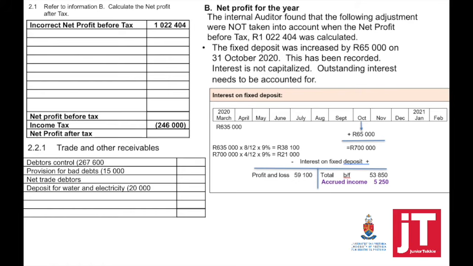Now, when completing this question, calculate the net profit after tax by correcting the net profit before tax. It means that I don't care about the total interest for this accounting period. We are only going to show the adjustment amount, 5,250. That will appear with no bracket. Why? Because it's still outstanding, our income will increase, it will have a positive effect on the net profit. In trade and other receivables, we are going to show accrued income, 5,250.